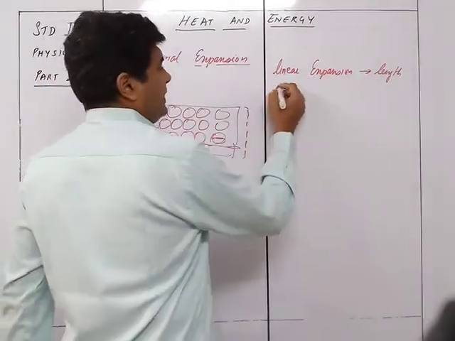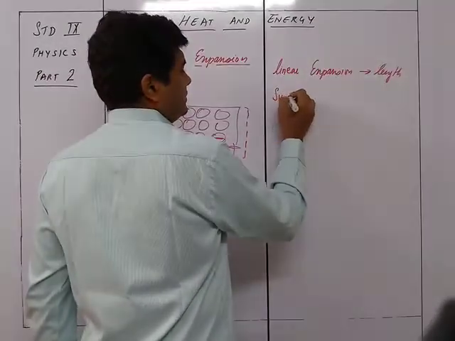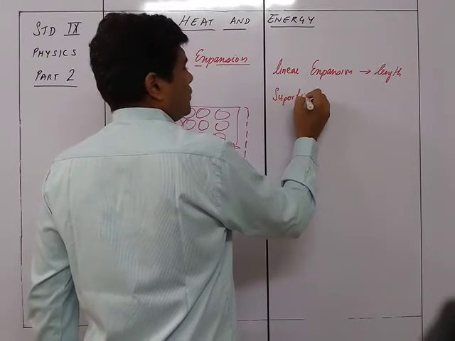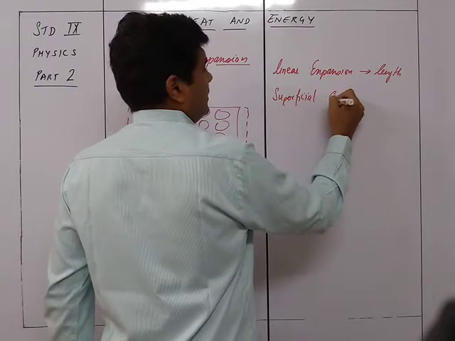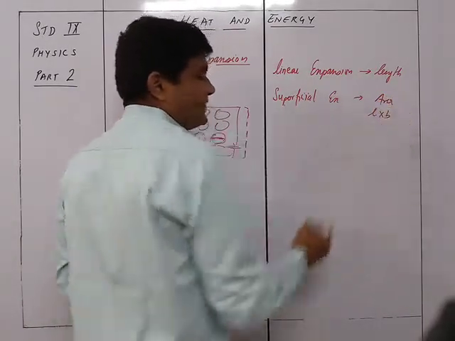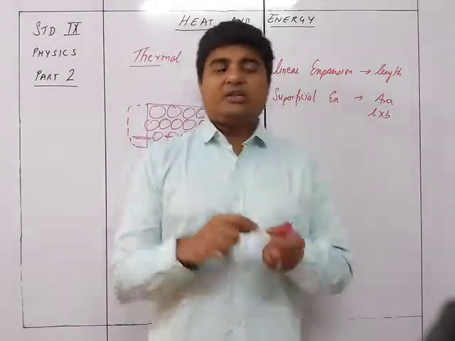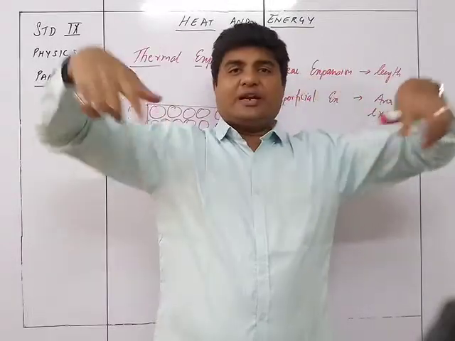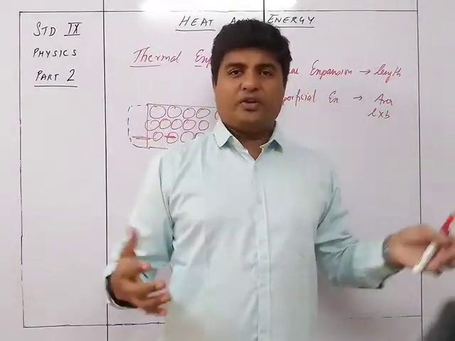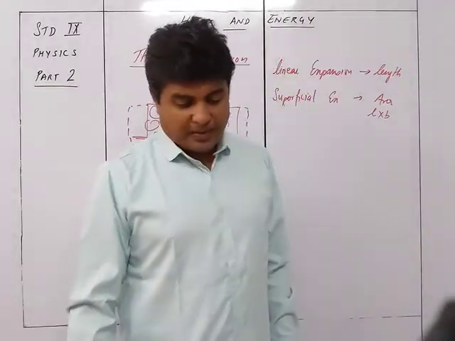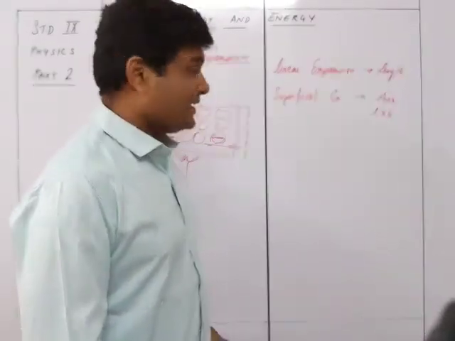Next is superficial expansion. Superficial expansion is the one in which the expansion is area wise, that is length into breadth. For example, if it is a thin sheet of metal, then both its length and breadth will increase, and the thickness will not be noticeable. So that's why it is called superficial expansion, which is only area wise, that is length and breadth.